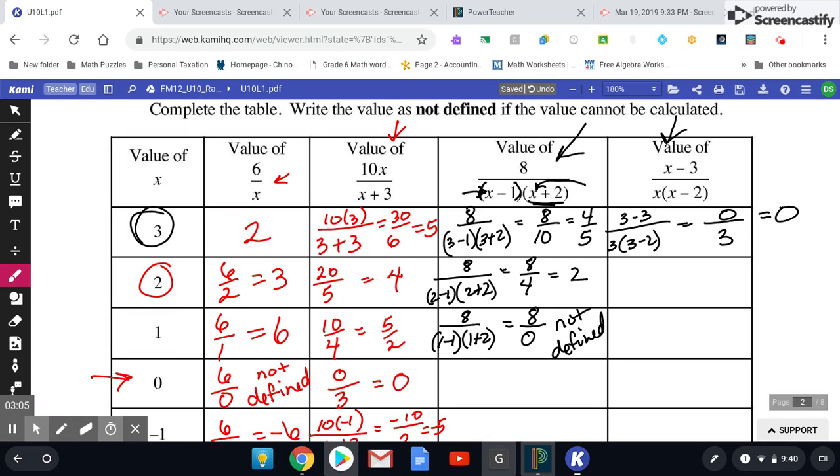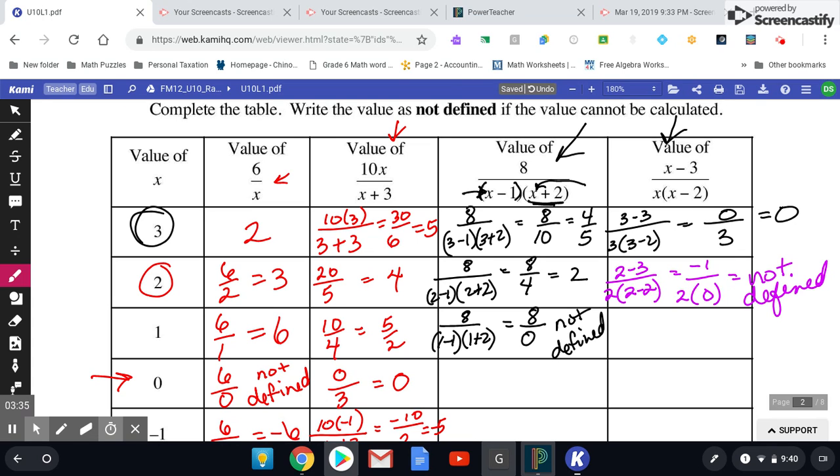So let's just go ahead and plug in the 2. Another place, maybe I'll change color so that you can keep track of what I'm doing. So when I put a 2, I'll get 2 minus 3 over 2 times 2 minus 2. 2 subtract 3 is -1. And 2 times 0, that's not defined. So again, we have things that are not defined.